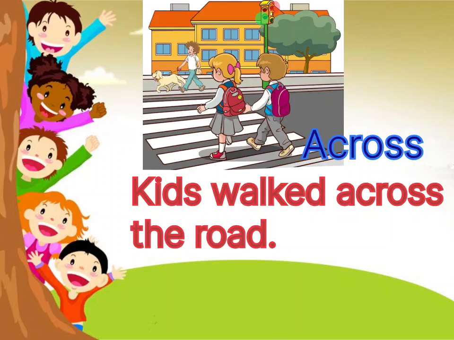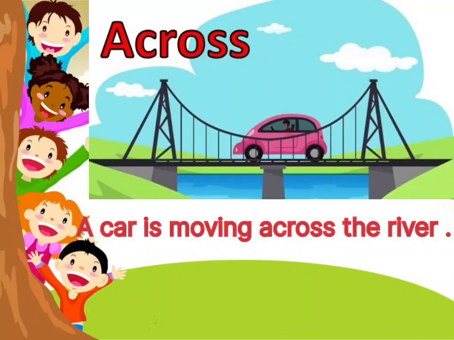Now let's learn with the next example. A car is moving across the river. In this picture you can see the car moving from one side to the another side of the river. Means वो उसको cross कर रही है. Then we use across preposition.